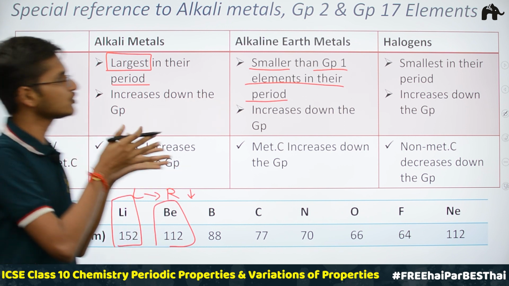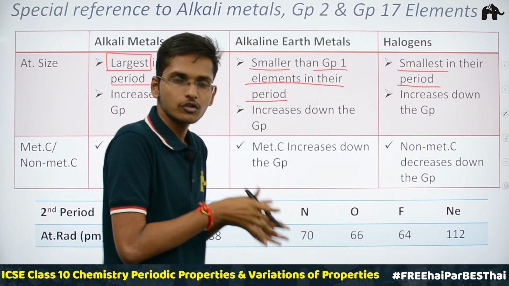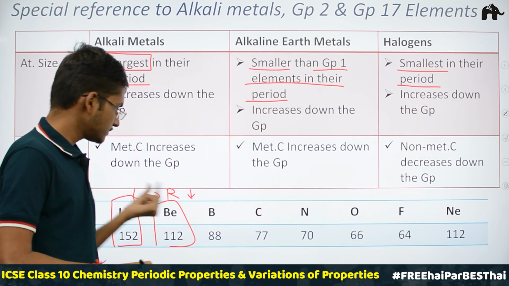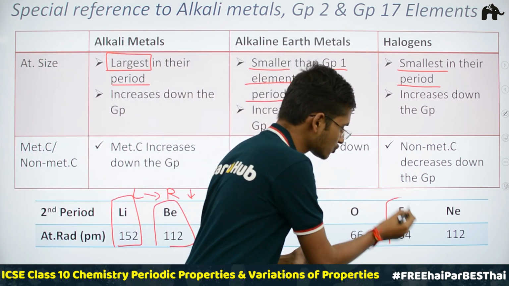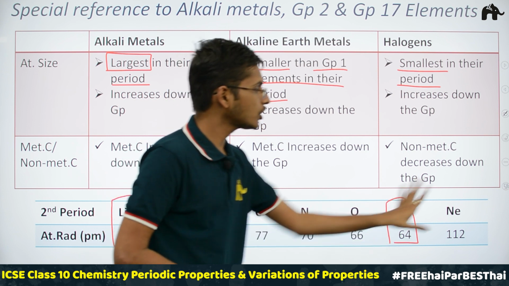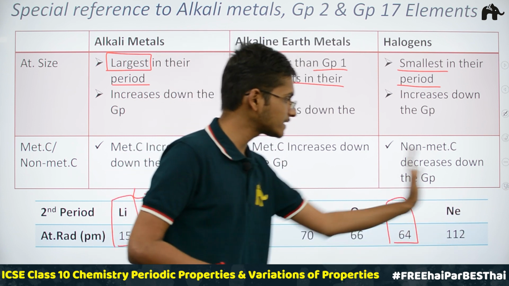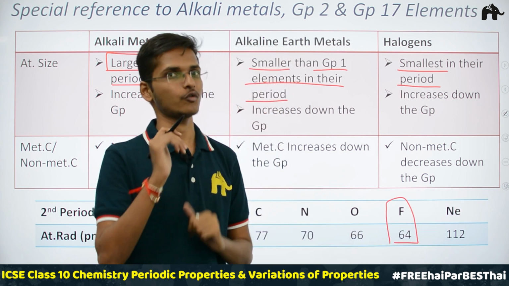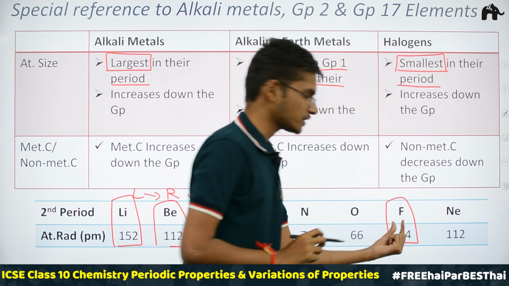Correct. And halogens have smallest atomic size in their period. This thing also we have studied. See, across the period, left to right, atomic size decreases. So smallest atomic size is shown by halogens, not by group 18 elements. Okay, group 18 elements actually have more sizes than the halogens, and the reason for this we have already studied, right? So the smallest atomic size is shown by halogens in their period.